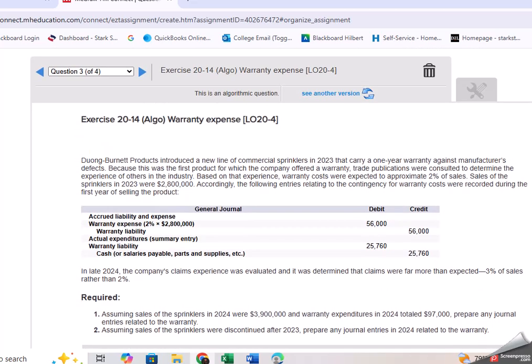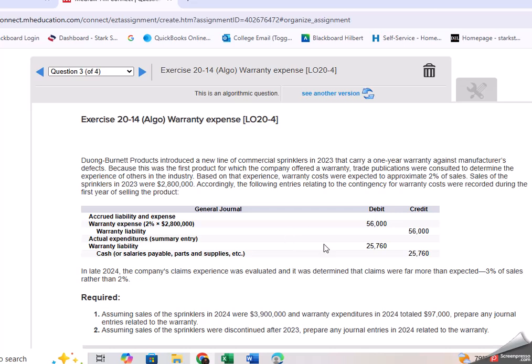Okay, then we have warranty expense, where we're going to change our estimates. They sell commercial sprinklers, and they carry a 1-year warranty. Because this is the first product they offered the warranty on, they really didn't have great experience. So they estimated 2% of sales. The sales of the sprinklers in 2023 were 2,800,000. And then they recorded the following entries based on the 2% estimate.